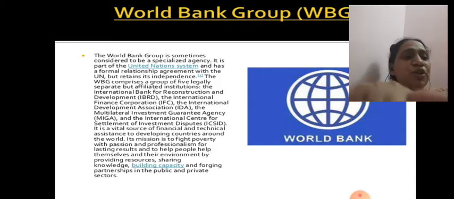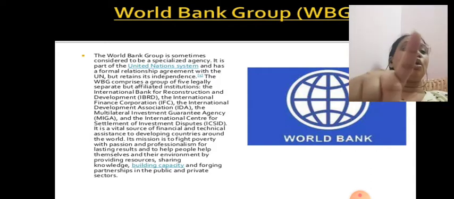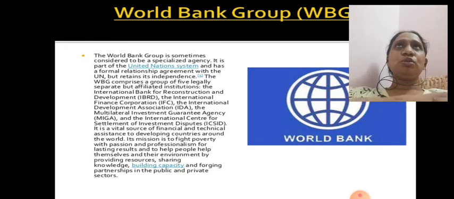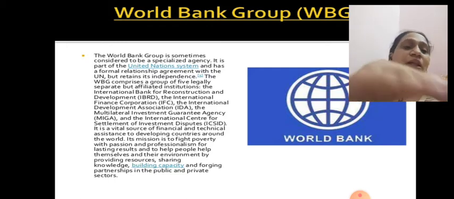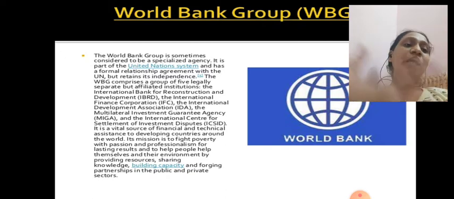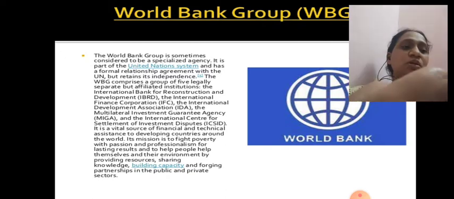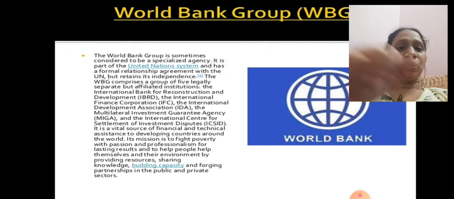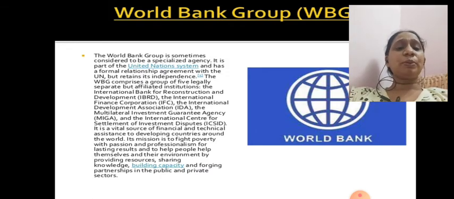Okay, and what is its function? Its function is to provide credit and loans to all the developing countries or the underdeveloped countries, so that they can at least stand, they can have a platform where they can overcome poverty in their country. They get an equal chance to develop. The WBG comprises a group of 5 legally separate but affiliated institutions.